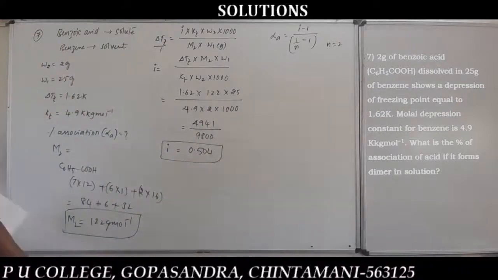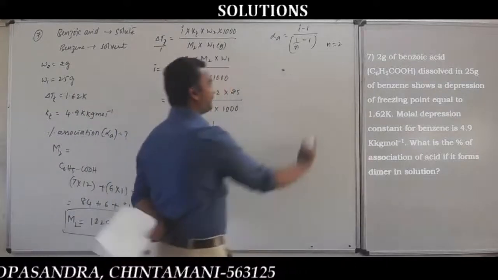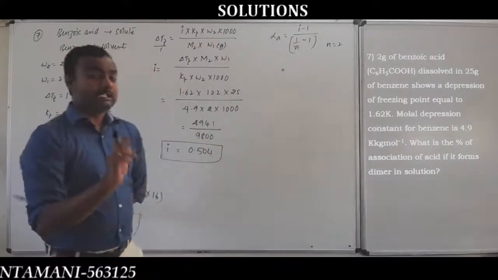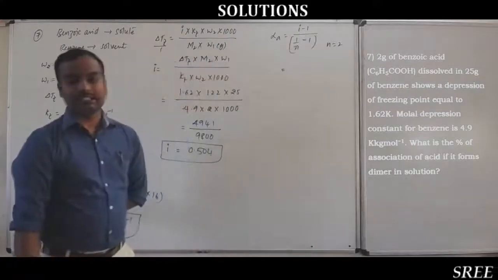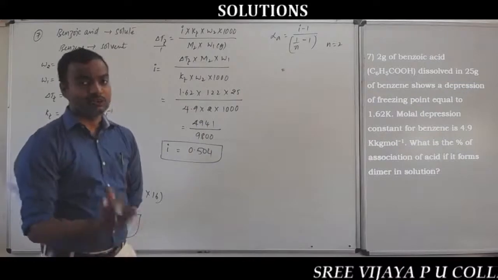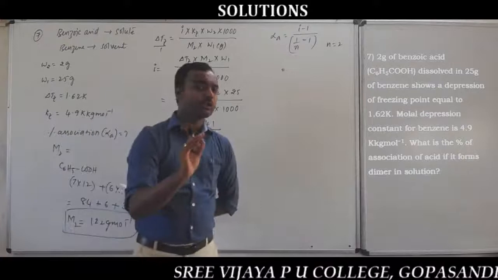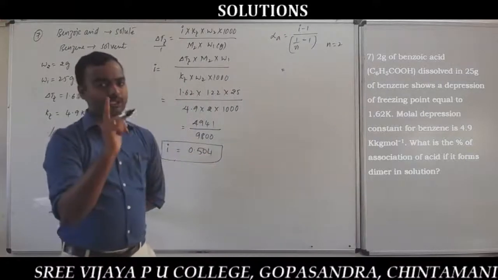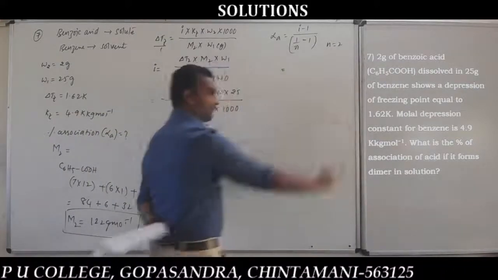So once you know the van't Hoff factor value, you can calculate the percentage association. Degree of association is equal to i minus 1 divided by 1 by n minus 1. Degree of dissociation is i minus 1 divided by n minus 1. But for association, n is the number of particles, that's why it is taken as 1 by n. So n is the number of particles involved in the association. Benzoic acid definitely undergoes dimerization. So two particles of benzoic acid combine together to form one particle, a dimer. So the number of particles involved in association is 2.